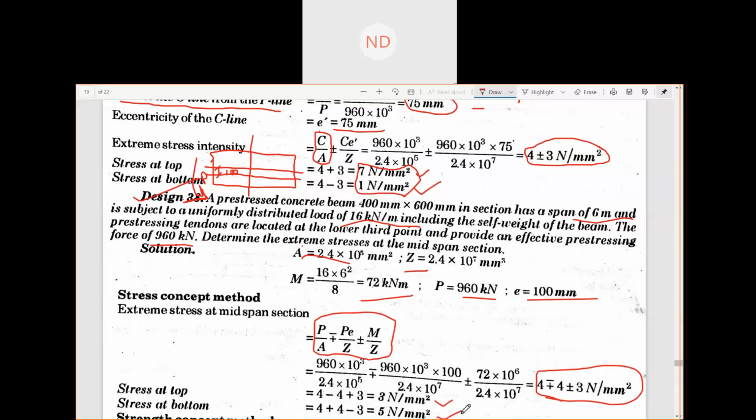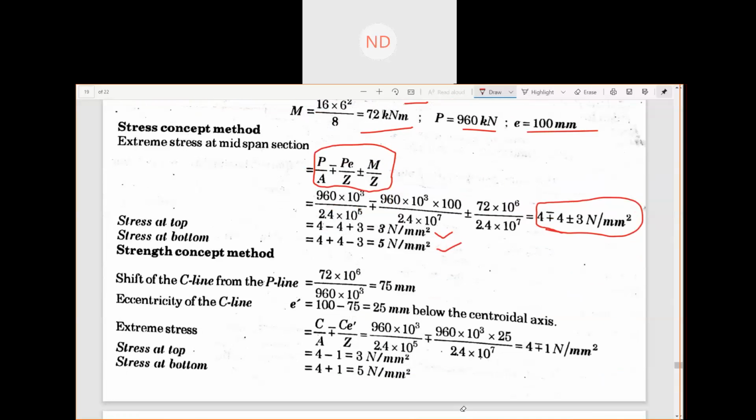Now the same question, if we try to solve by the strength concept method, what is the solution? For the strength concept method we first of all have to calculate the distance of the C line from the P line, that is, how much your C line will be shifted from the P line. That is given by M by P, and that comes out to be 75 mm. Wait, let me show you in the figure.